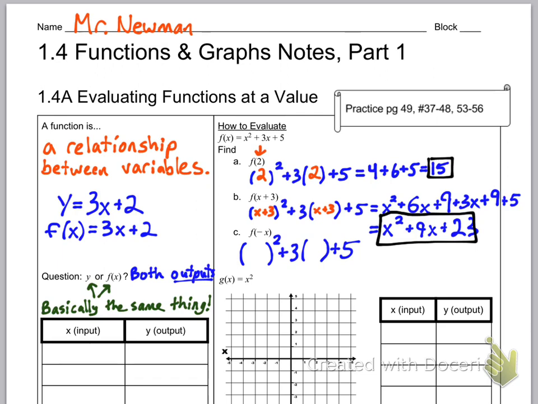This last one, I'm going to start off with the same thing, but instead of plugging in x, I'm going to plug in negative x, and I get negative x squared plus 3 times negative x plus 5, and you get out a slightly different function than the original function once you simplify it.